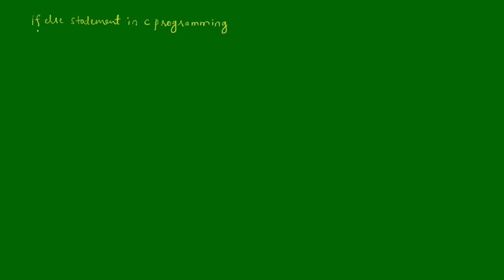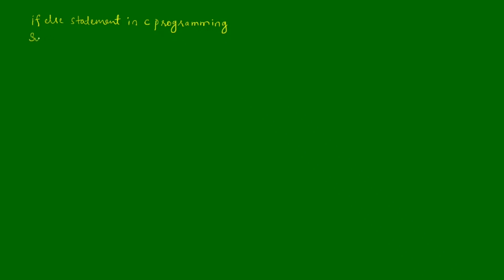In this video, we are going to study the if-else statement in C programming. The if-else statement is also called a two-way branching statement. If the condition is true, then statement 1 will get executed. If the condition is false, then the else part, statement 2, will get executed.